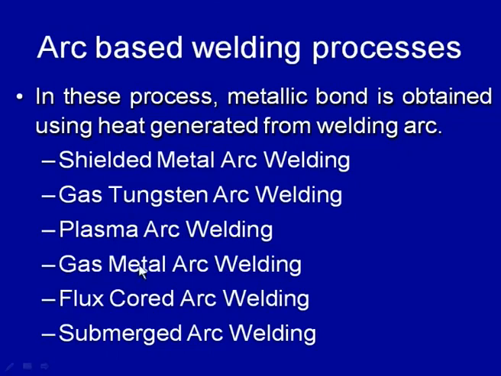And in case of gas metal arc welding process, again the consumable electrode is used, and the welding arc is established between the consumable electrode and the workpiece, and the heat generated by the arc is used for melting both the consumable electrode as well as the base material, and get the weld pool, which after the solidification results in the weld joint.